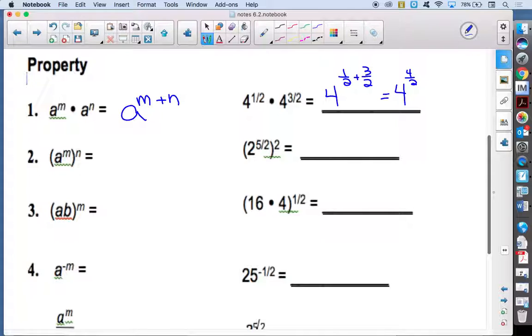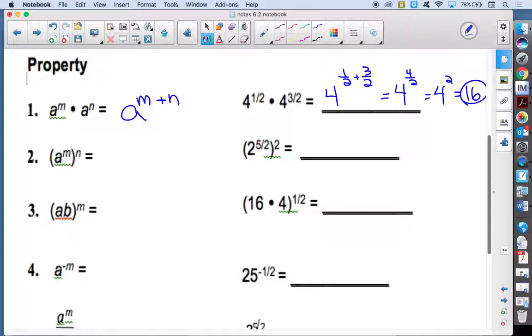Paige, what is really 4/2? 2. That's right. And 4 squared is? 16. So you actually get a nice answer of 16 there by adding the exponents, reducing the fraction, and then squaring the 4.